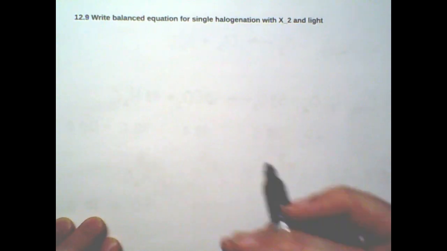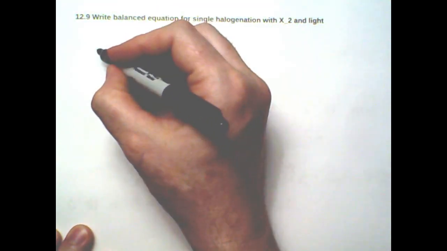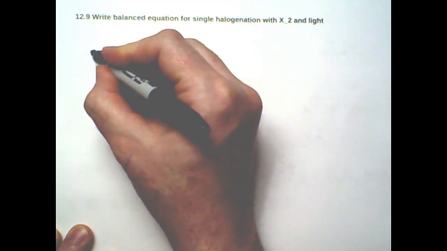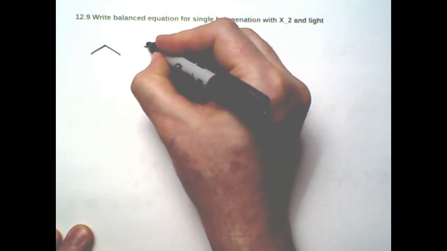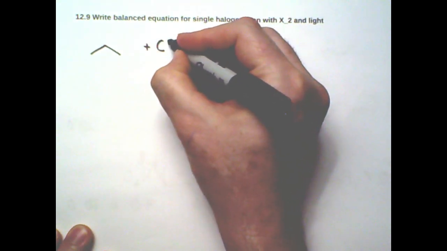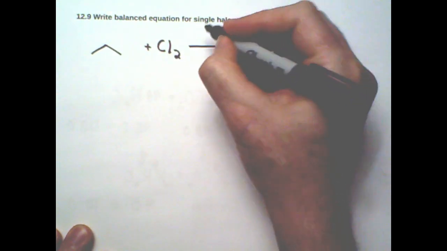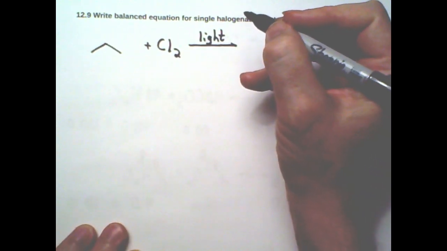In this learning objective, we're going to put another equation you should have on your reaction map. And I'm going to do it in a drawn way. We're going to do propane, and we're going to add chlorine and light.